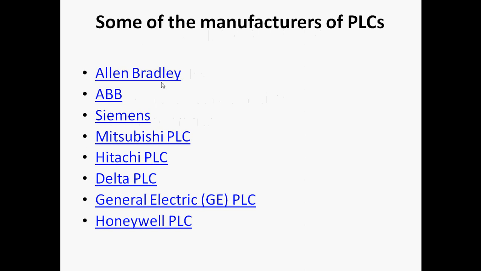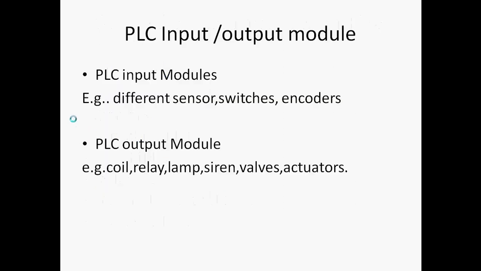Now we are going to discuss some of the manufacturers of PLC. There are different companies and manufacturers under different brandings. One is Allen Bradley, then ABB, then Siemens, Mitsubishi PLC, Hitachi PLC, Delta PLC, General Electric PLC, and Honeywell PLC. So these are the names of the manufacturers of the PLCs.